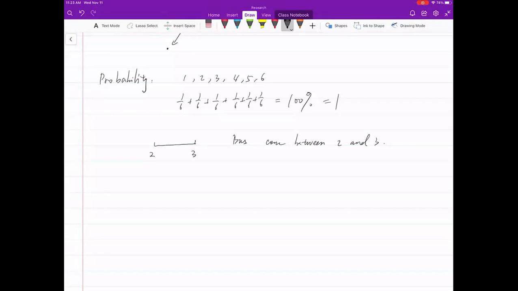Good so far? All right. You know this for sure. So definitely it will be no earlier than 2 and no later than 3. The bus definitely comes. Okay.